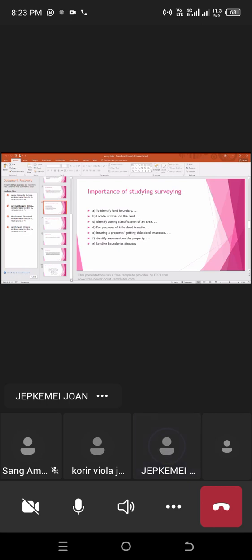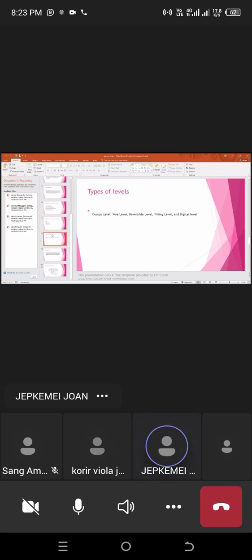Okay. Next point. Tools used in carrying out surveying. Number 1 is levels, safety gears, prism and reflector, magnetic location, poles, tripods, and mounts. Under levels, we have a wye level, reversible level, tilting level, and digital level.